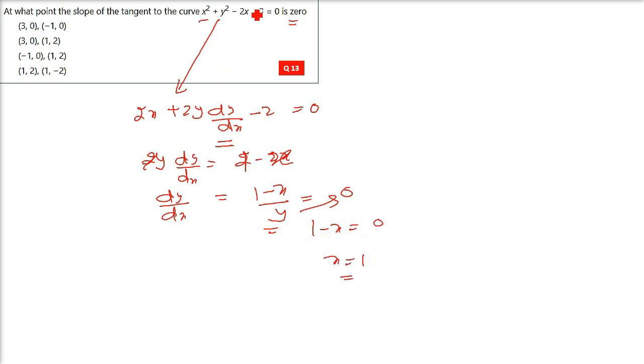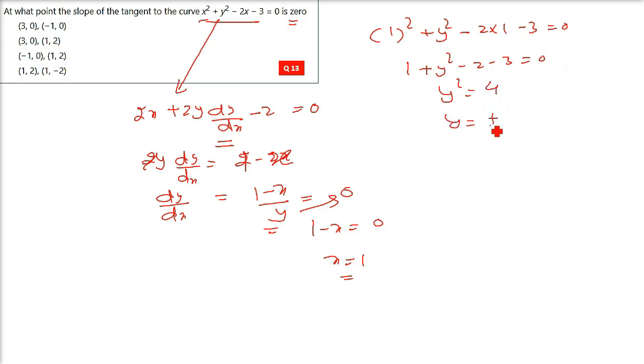So when you have x, you can find out the value of y now. So just put this x equals 1 in the original equation. It will be 1 squared plus y square minus 2 into 1 minus 3 equals 0. So 1 plus y square minus 2 minus 3 equals 0. So y square, this is 1 minus 5. 1 minus 5 is minus 4. It just goes to the right. It is going to be y square equals 4. y is equal to plus minus 2.